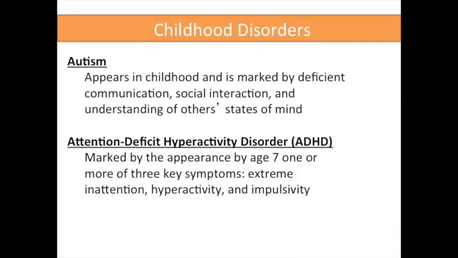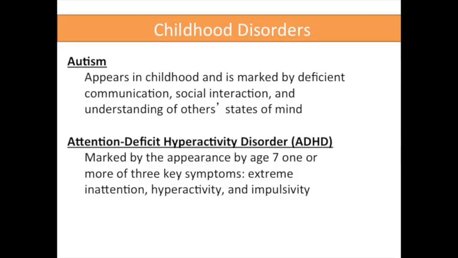So next we're going to talk about childhood disorders. The first one is autism. Autism is something that appears usually pretty early in childhood. Most kids, you can usually diagnose them by ages 2 or 3 years old, and the parents notice this much earlier. So by about the first year, parents are noticing that their child does not seem to communicate, doesn't seem to enjoy social interaction, and certainly doesn't seem to be connecting with other people.